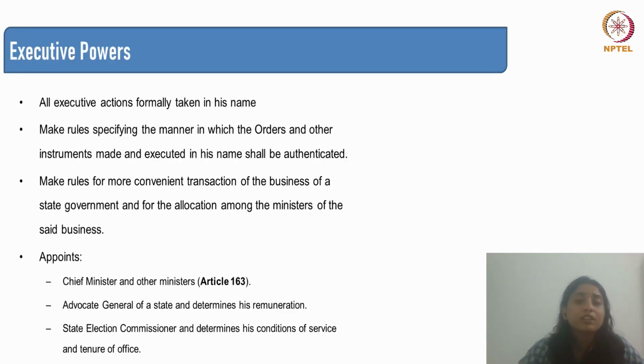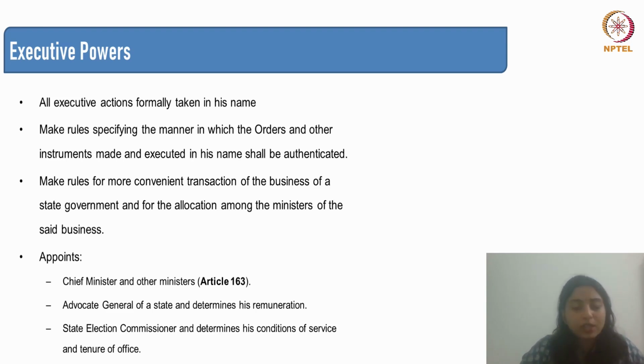Now let's see what the different powers of the governor are. So the governor has executive powers, legislative powers, financial powers, and judicial powers. We'll not discuss all of these powers in great detail, but we'll have a look into these powers in brief. But most importantly, please know that the governor does not have any kind of military power like the president. The president is the supreme commander. However, here the governor has no such powers.